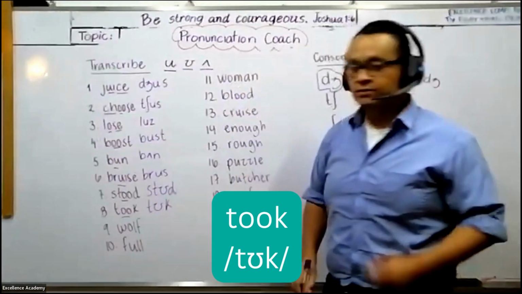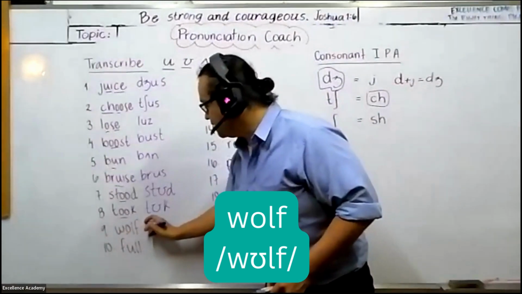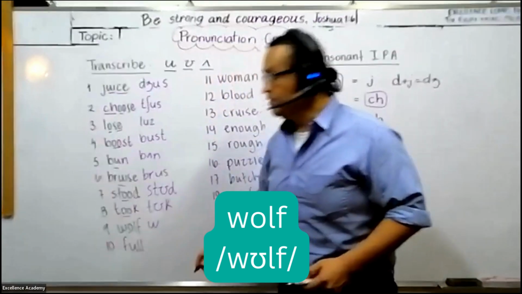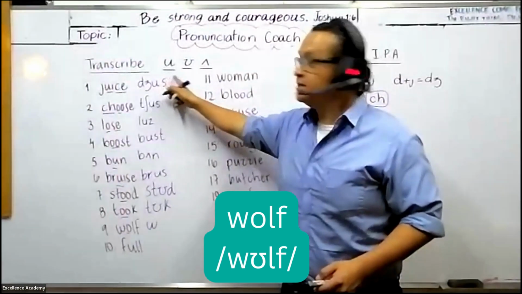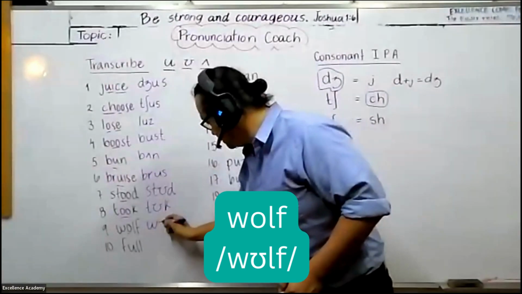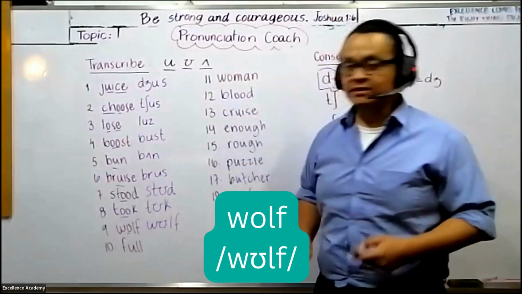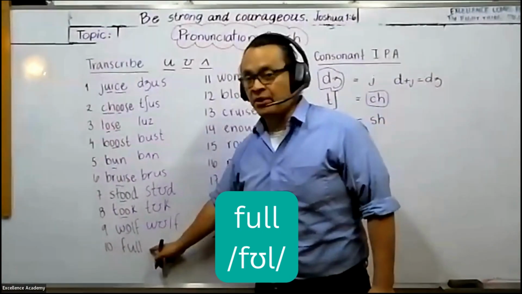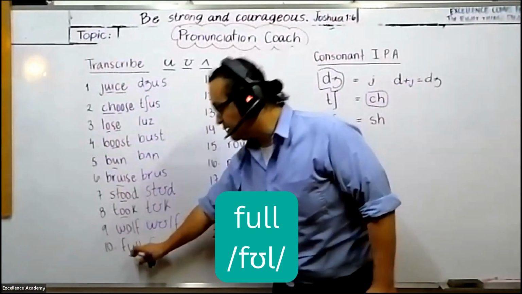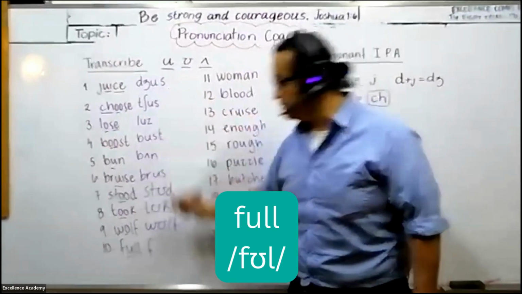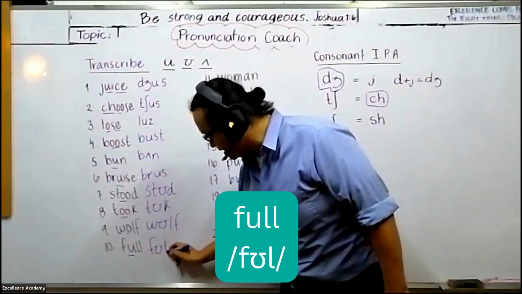Took. Number 9, wolf. Here the W will stay. Now the O is not going to be an A and it's not going to be an U. It's going to be an So we'll say here, wolf. The correct transcription. Number 10, full. So here we'll have the F sound. The letter U here is an sound. So we'll put it in there and we'll just transcribe one L.